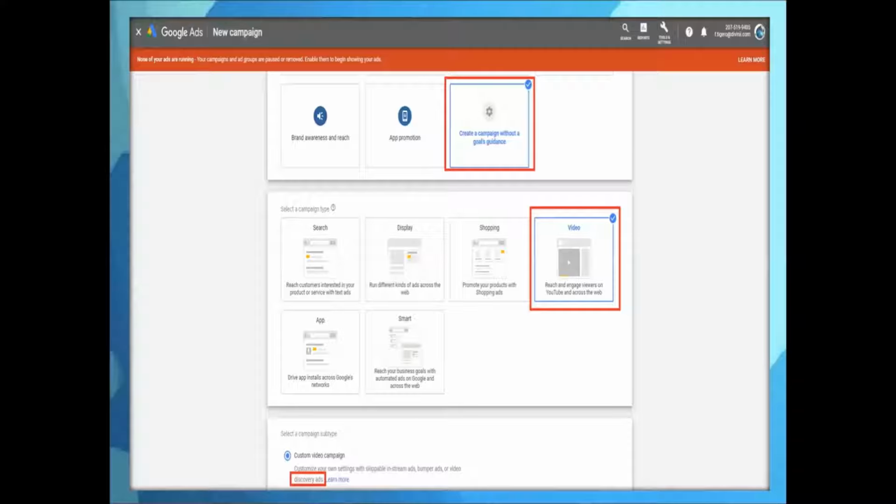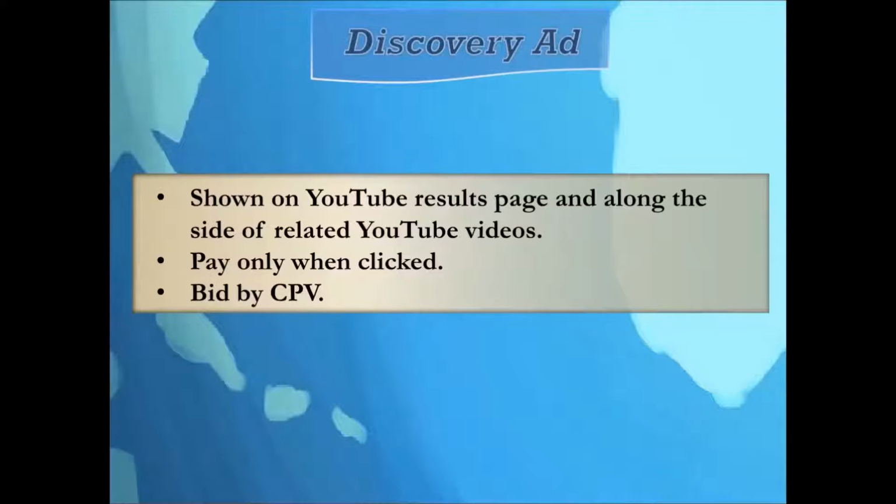If we go to create a campaign without a guidance, in custom video campaign, there's another type of ad called discovery ads. These ads are shown on YouTube search results and along the side of related YouTube videos. You're bidding by CPV, and you only have to pay when the viewers click into your videos.